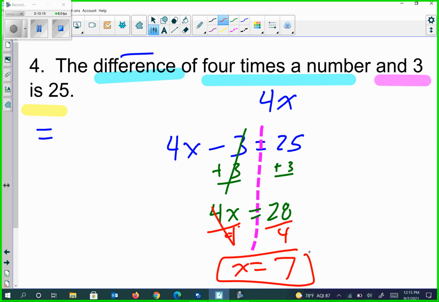Hopefully you have a calculator that you've brought. And you just go 28 divided by 4. Comes out to 7. Woohoo! Life's good. Huh? Oh, that's fine too. You can do that as well. Everything seem A-okay, friends?